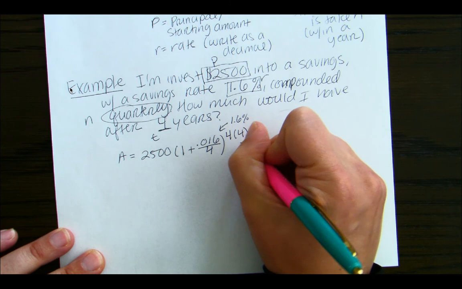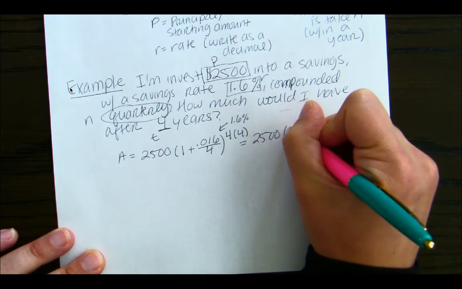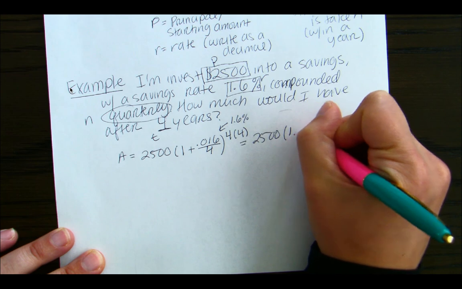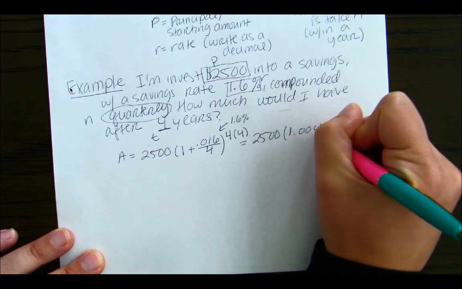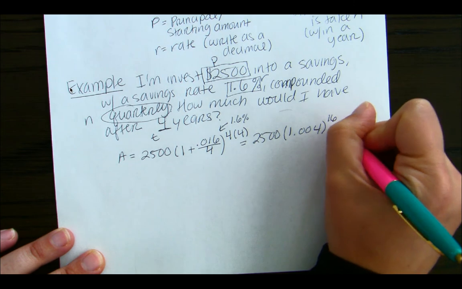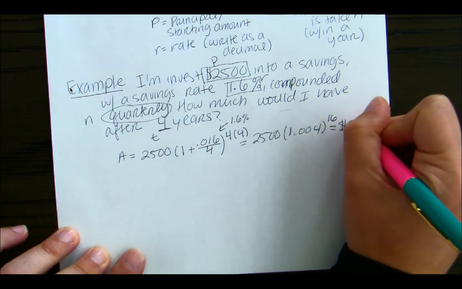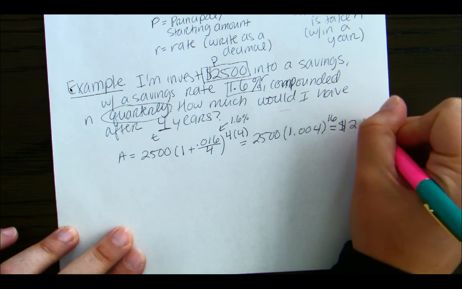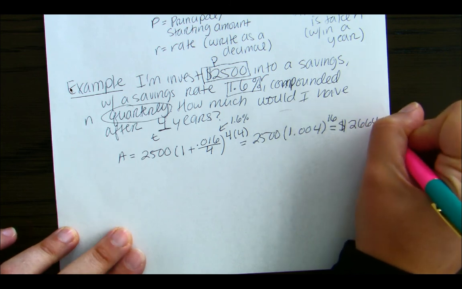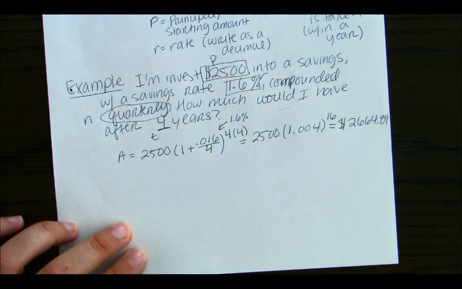So after that, I get 2,500 is equal to 1.004 to the 16th power. So when I put this in the calculator, I find that I get approximately $2,664.89. So we end up rounding it a bit.